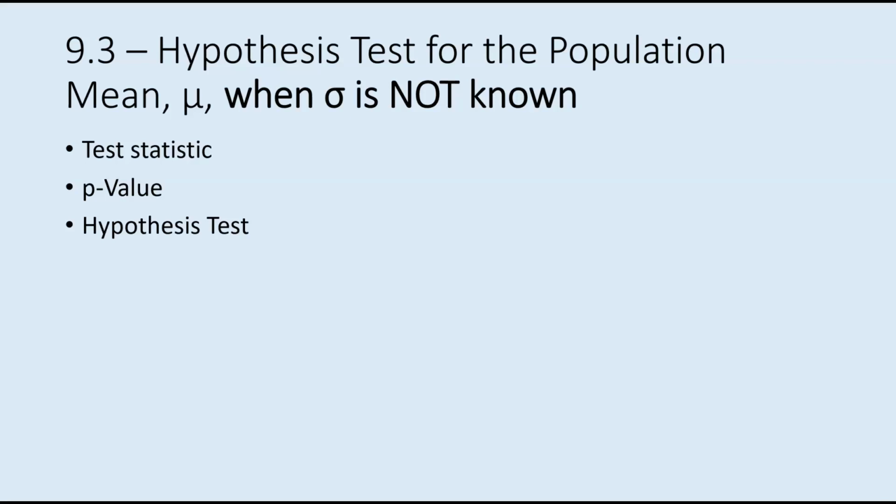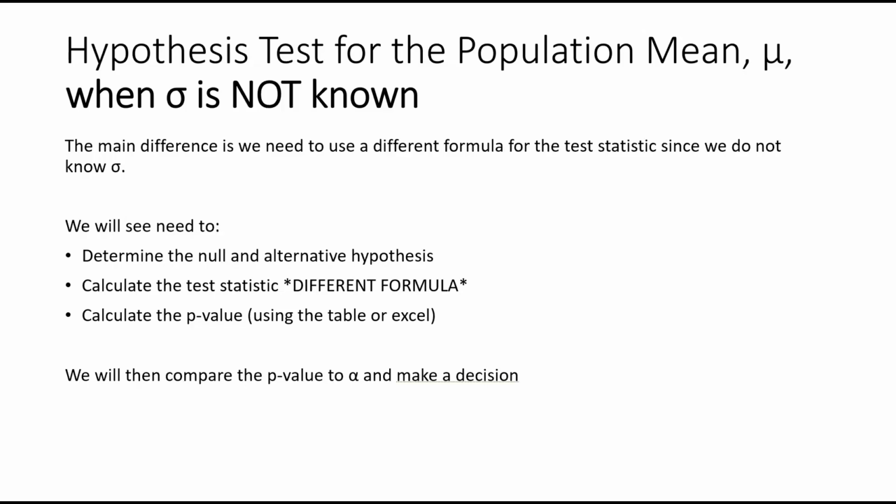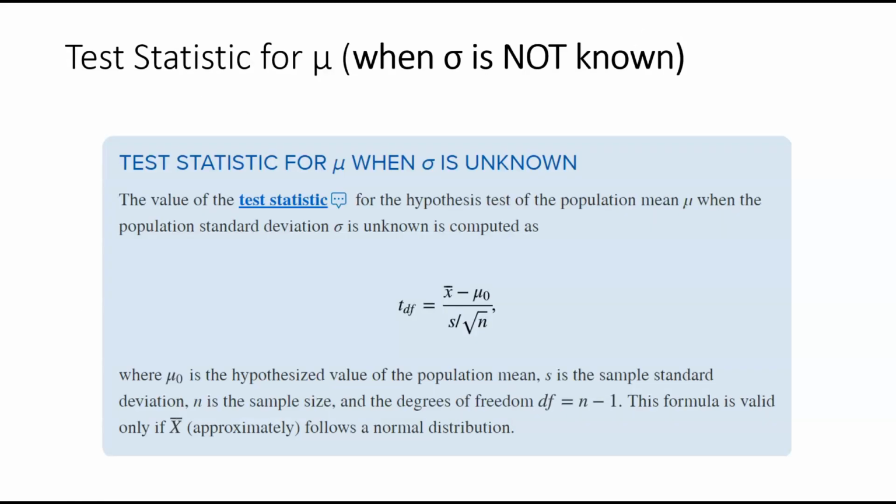In Section 9.3, we're hypothesis testing for mu, but this time we do not know sigma. So we're going to have to find something a little bit different. The only difference between everything we did in the previous section is we're going to use a different formula for the test statistic. And that's pretty much it. We'll have to calculate the p-value a little bit differently as well, but we're still going to be using Excel. When we do not know sigma, we're going to be using the t-distribution. And to calculate the t-distribution, we need the degrees of freedom, and then that's pretty much it.